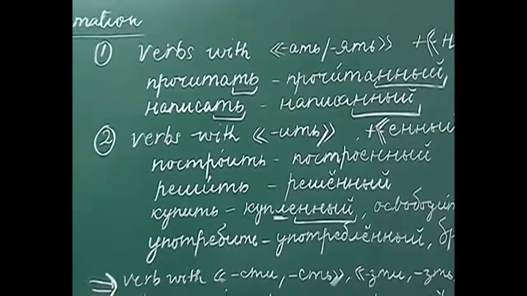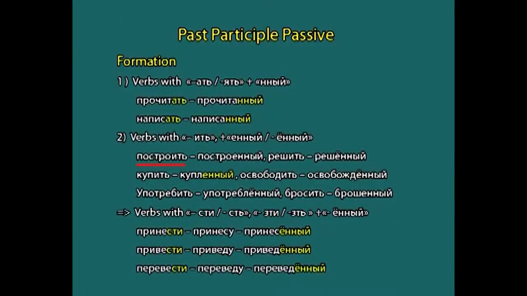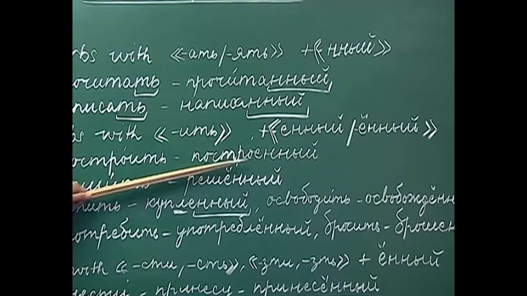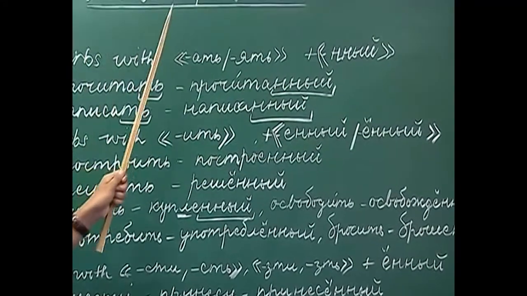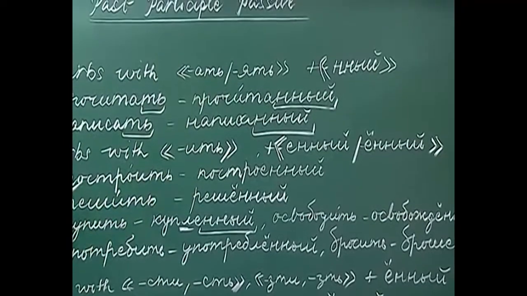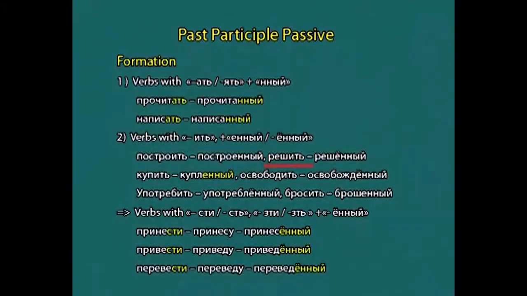For example, построить. Построить is to build, построить ends with ить. So, that is why we will use the suffix енн, построенный. Построенный is the past participle passive from the verb построить. Решить, решить is the perfective aspect of the verb решать, to decide. Решённый, so here we are using ённ.